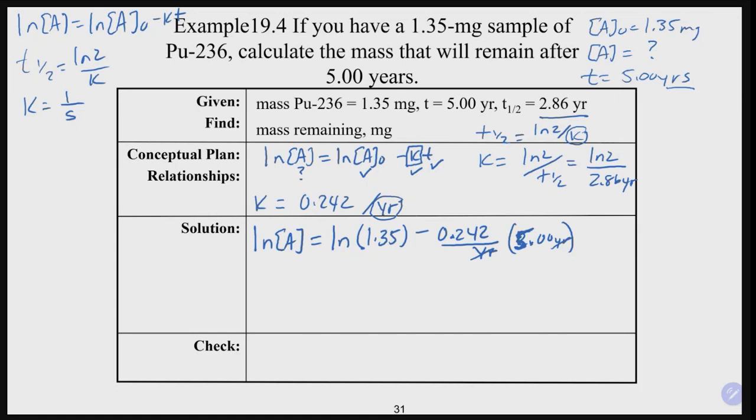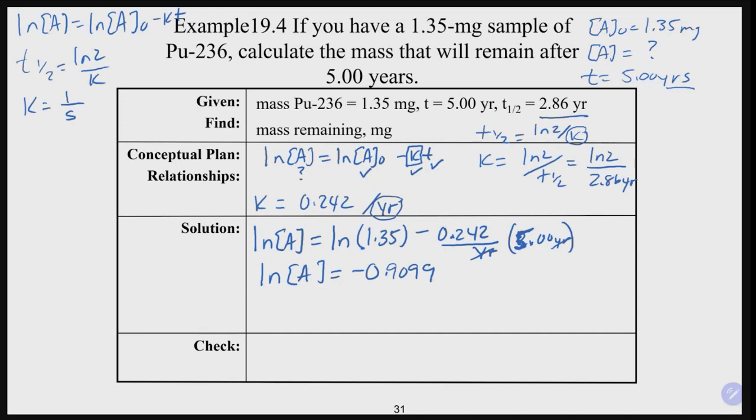I'm going to clean up everything on the right-hand side of the equation. Basically I'm going to take the natural log of 1.35, hit equals, subtract, open some parentheses, 0.242 times 5, hit equals. That gives me a natural log of A equal to minus 0.9099. Any questions so far?